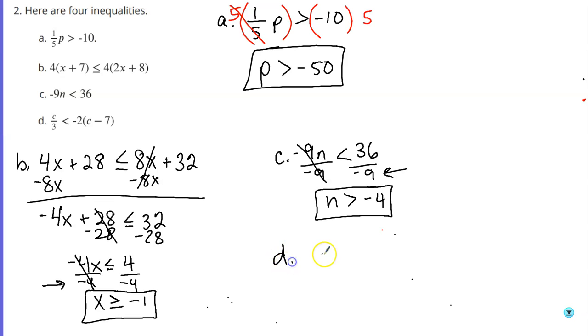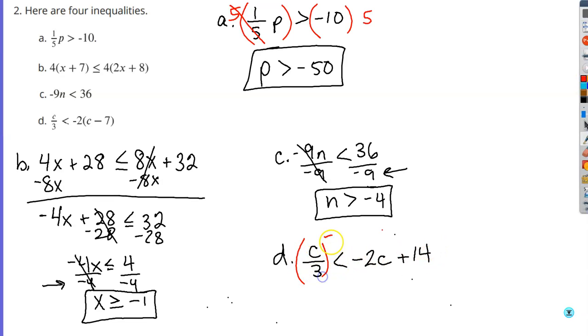All right, and D, I have C over 3 is less than. I'm going to distribute this side, so negative 2C, and then negative 2 times negative 7 is plus 14. Okay, what can I do to both sides to get rid of that fraction? You bet, multiply both sides by 3.